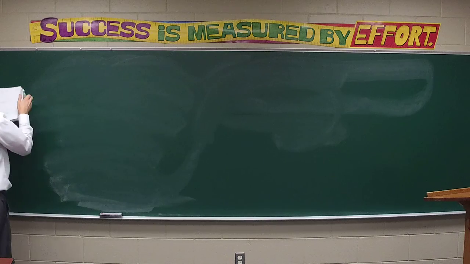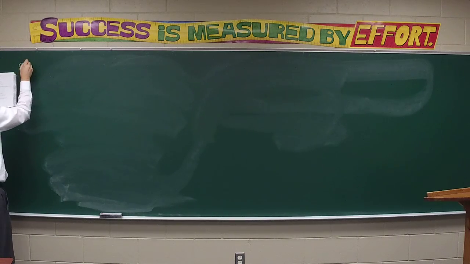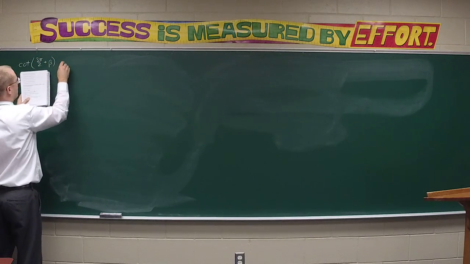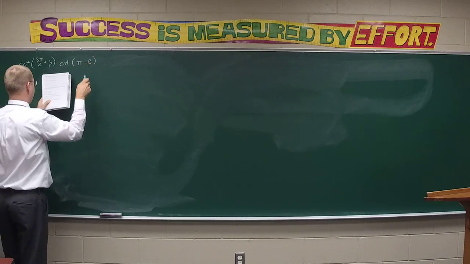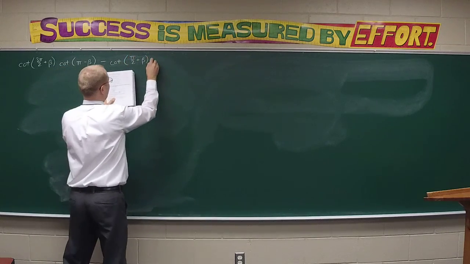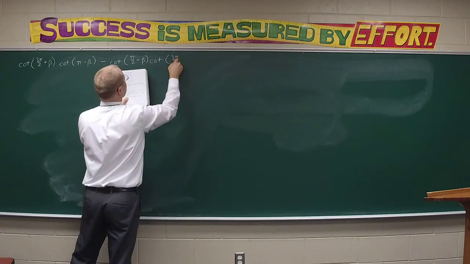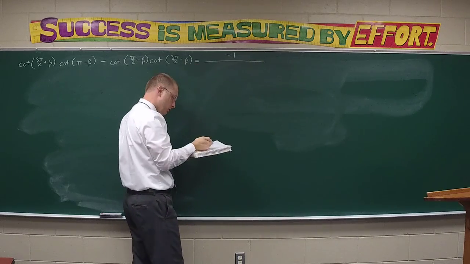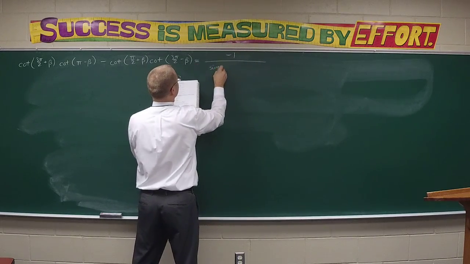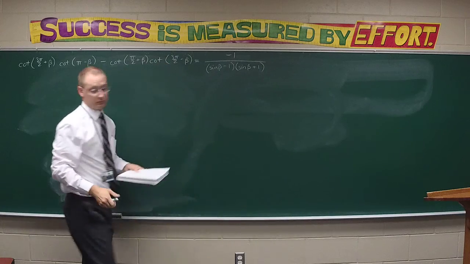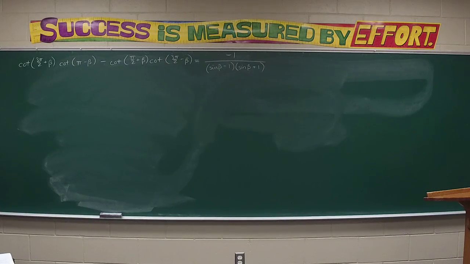Copy down 52. We've got cotangent of 3 pi over 2 plus beta, cotangent of pi minus beta, minus cotangent of pi over 2 plus beta, cotangent of 3 pi over 2 minus beta, equals negative 1 over sine beta negative 1, sine beta positive 1. All right.